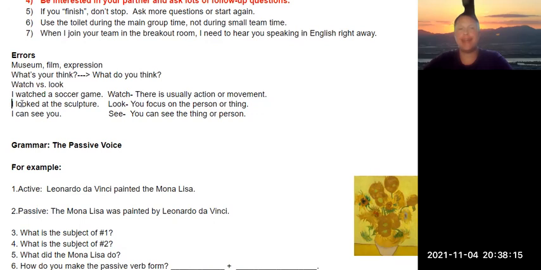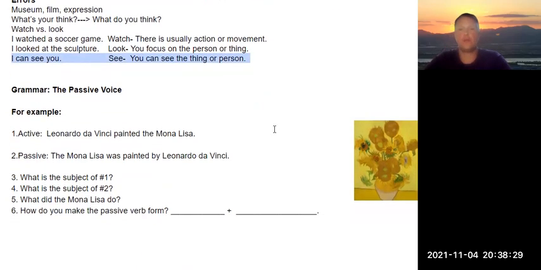Okay, I looked at the sculpture. That means you're focusing on something. And I can see you. That just means you have the ability to use your eyes. All right.